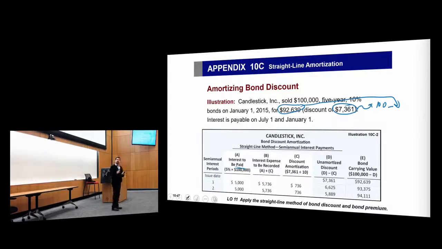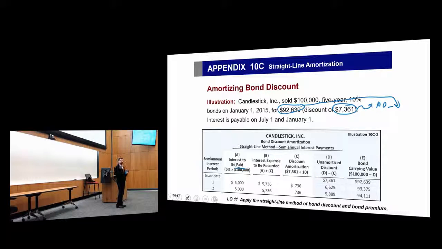Okay? As you can see, the carrying value of the bond will start increasing. It will start increasing until at maturity, the carrying value of the bond will be equal to the face value of the bond. So this is why when the company retires bonds at maturity, the face value will be equal to the carrying value. You guys have any questions about this?